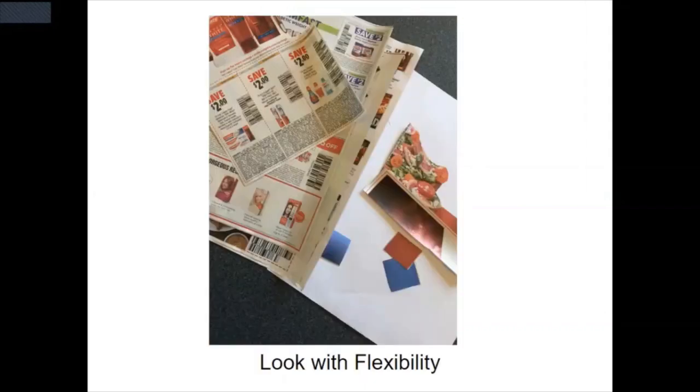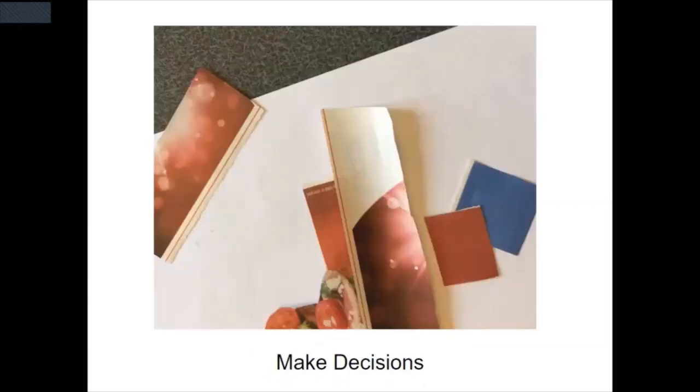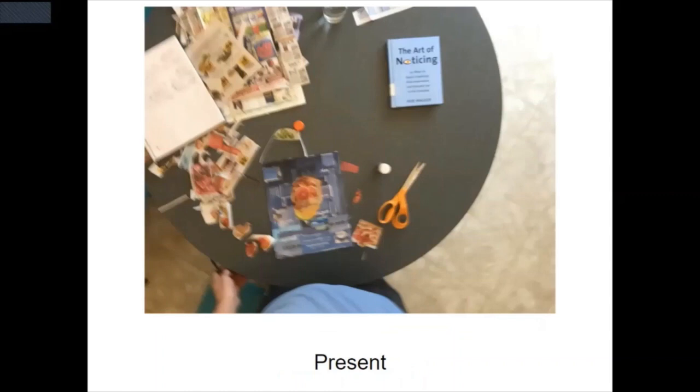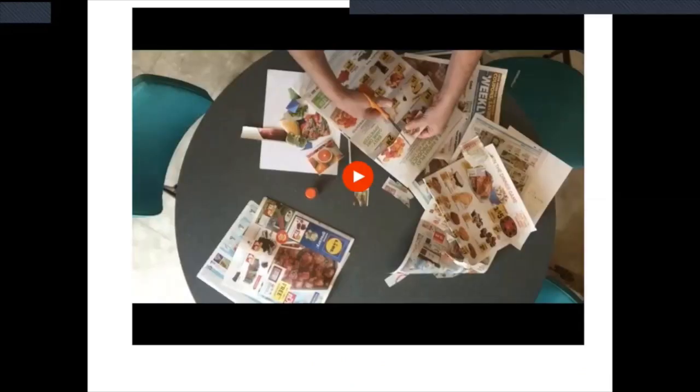We're going to look at whatever we've gathered together with flexibility. We're going to make some decisions like what colors or what kind of objects we're going to select from our environment. And then we're going to put it all together and present it. Now we're ready to start our project. I have 3 short videos to show that will show some of the processes and thinking that can go on with this project.